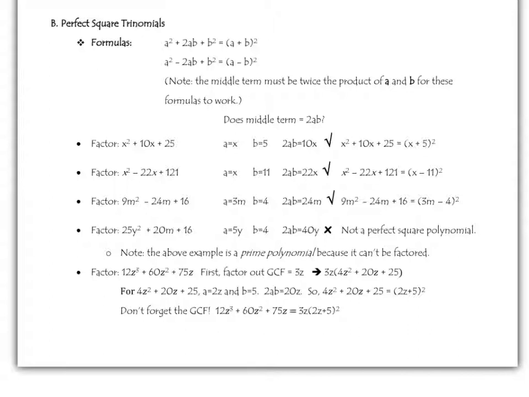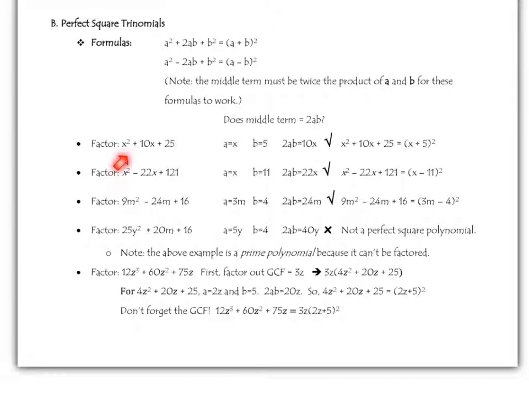Now we're going to look at perfect square trinomials. If you have a squared plus 2ab plus b squared, it equals a plus b, all of that squared. Similarly, if you have a squared minus 2ab plus b squared, it's a minus b squared. So what you need to notice is if you have a perfect square here, a perfect square here, a plus here, and either a plus or minus here, you're going to be able to use one of these formulas. The middle term, though, needs to be twice the product of a and b, or else it won't work.